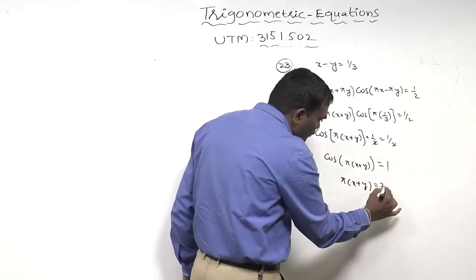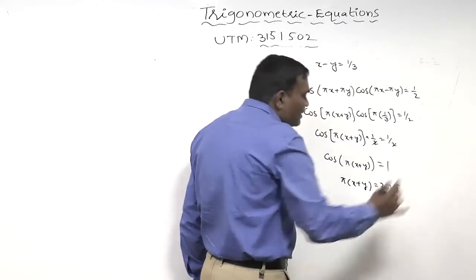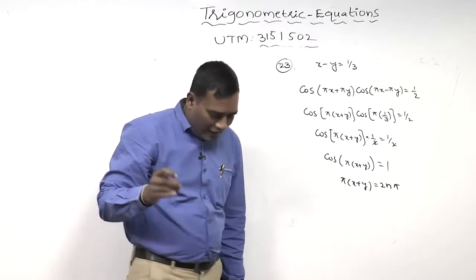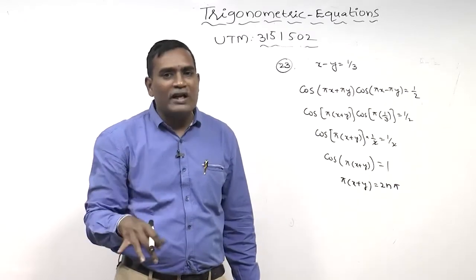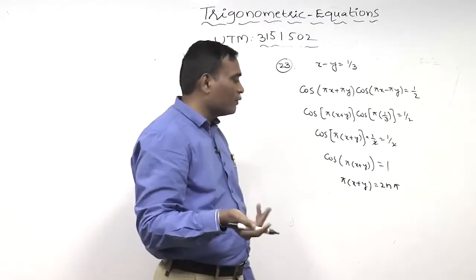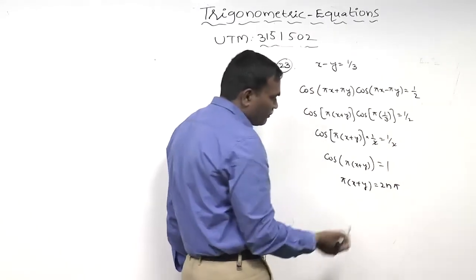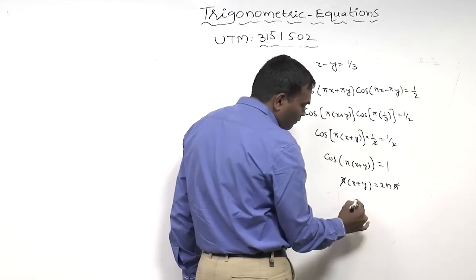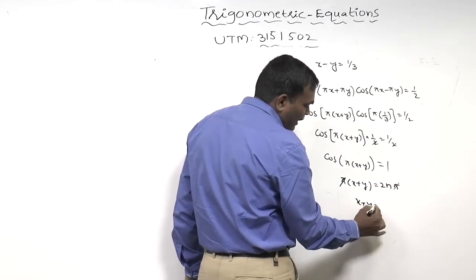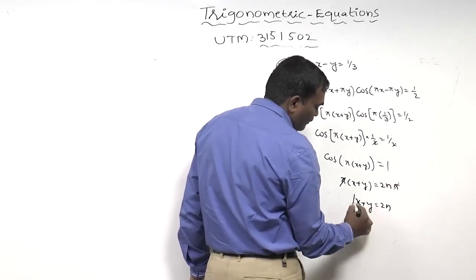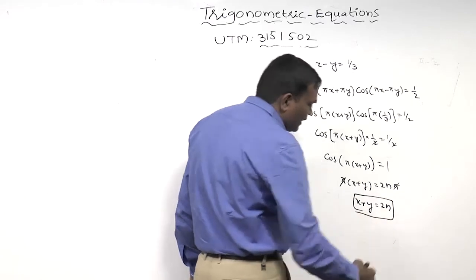Here you take 2nπ because cos is 0 at π/2 and its odd multiples. That's why here you write 2nπ. Here π and π cancel, so x plus y is equal to 2n. Okay, I got x plus y is equal to 2n.